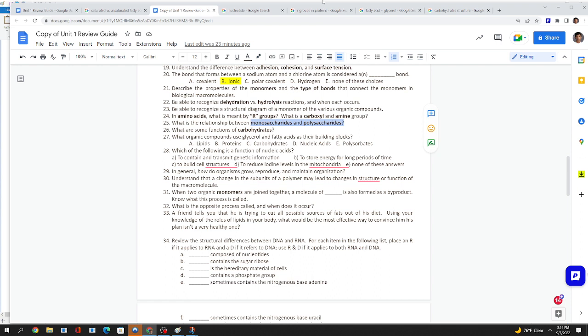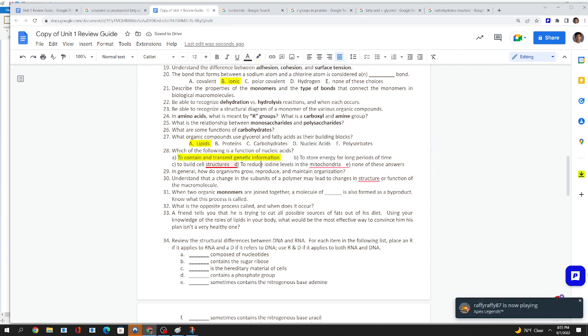What organic compounds use glycerol and fatty acids in their building blocks? Like I told you, know what the monomers are. These are monomers, so that's going to be a lipid. I'll mark that here. Which of the following is a function of the nucleic acids? Nucleic acids are part of your DNA, so they are going to be containing and transmitting genetic information.